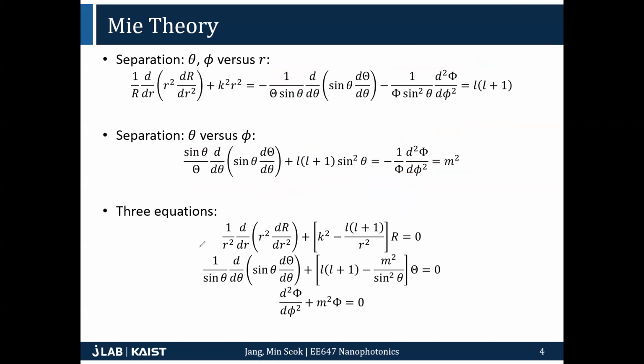So if you write 3 equations that are relevant, the first one is the R equation, the second one is the theta equation, the third one is the phi equation. So now you see why we did this, right? By expressing the original function as a product of R and theta and phi, you were able to separate the variables. So you got 3 different equations, right? And then each of these equations is easy to solve.